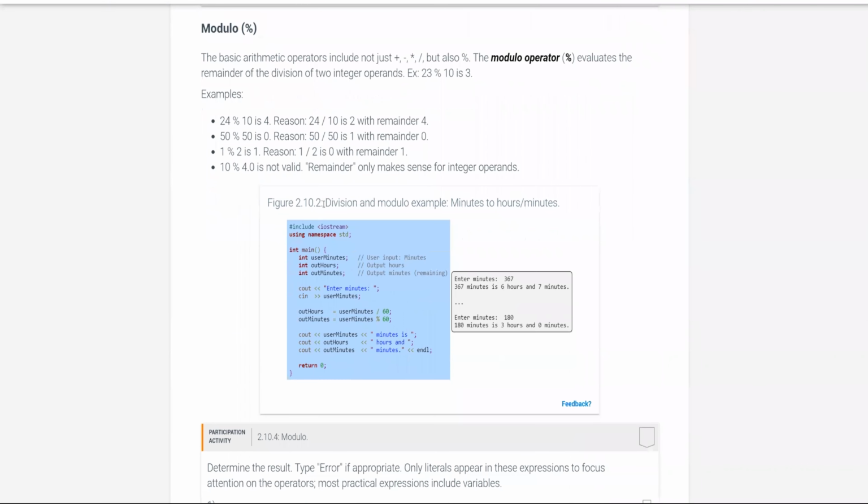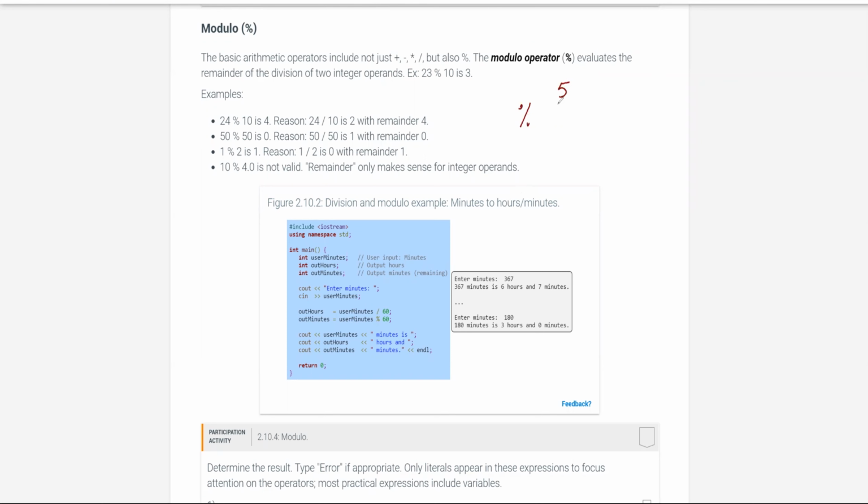Right, so the modulus or the modulo, what is this? What is modulo? Do you know? Anyone? Math people? What is this used for? Remainder, right? So it's a remainder actually.